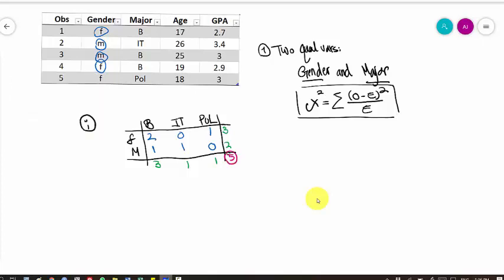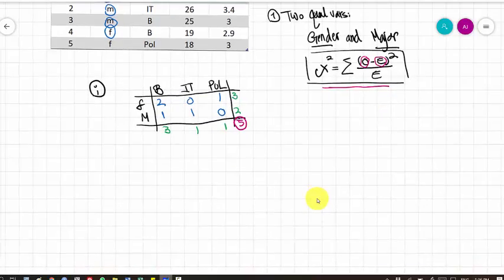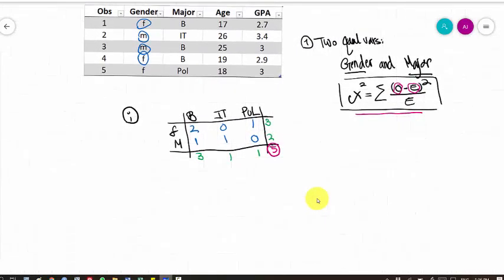Next step is, if you see in the formula of the chi-square, not only do we need the observed joint frequencies, which are 2, 0, 1, 1, 1, and 0, we also need the expected joint frequencies. And for that, I have to use the formula. For each one of these joint frequencies, we have a corresponding expected frequency.